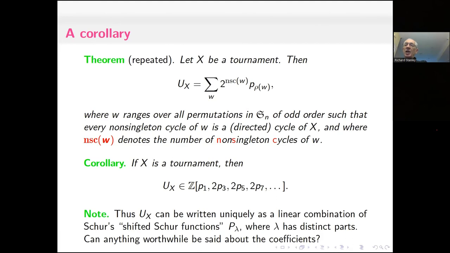Well, as an aside, when we have a symmetric function that's a polynomial in the odd power sums, then it can be written uniquely as a linear combination of so-called shifted Schur functions, capital P lambda, where lambda has distinct parts. So can anything worthwhile be said about the coefficients when you expand the UX in terms of these capital P lambdas? I mean, the coefficients need not be positive, so there can't be a too simple combinatorial interpretation.